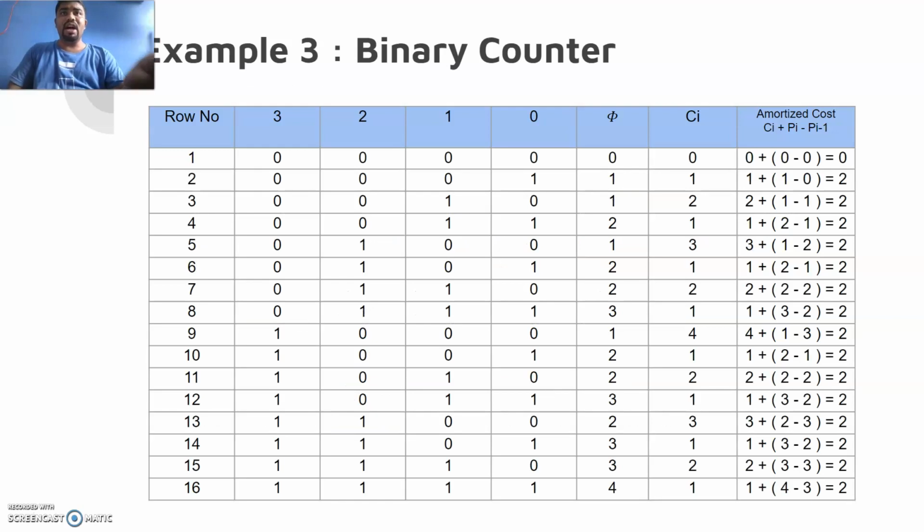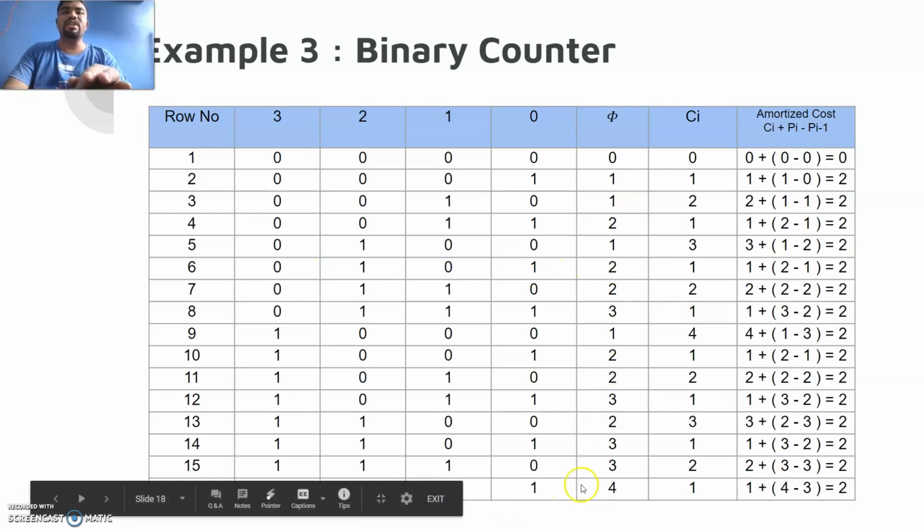So let's see how it works in binary counter now with the help of this table. You can see the phi value is the number of ones, right? So in the initial state it is 0, in the next state it is 1, in the third row again we have only one value, so it is 1. In the fourth we have 2 ones, this is 2. In the fifth state it is just 1, so it is 1. In the sixth state we have 2 ones, that is 2.